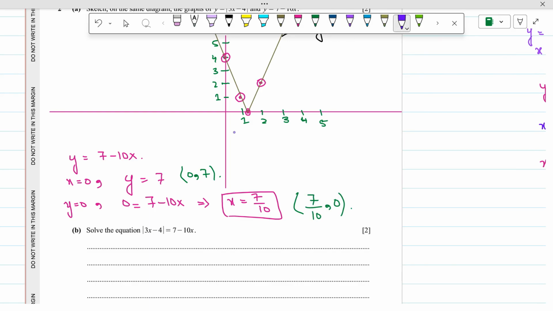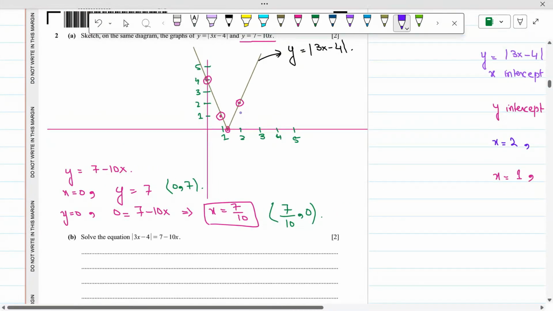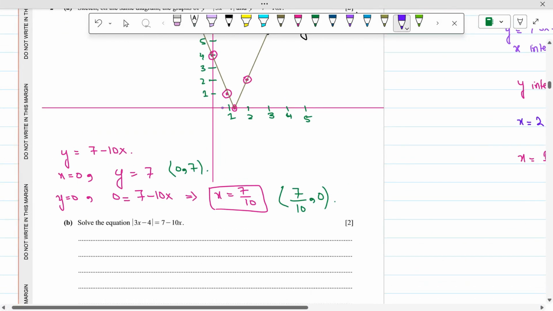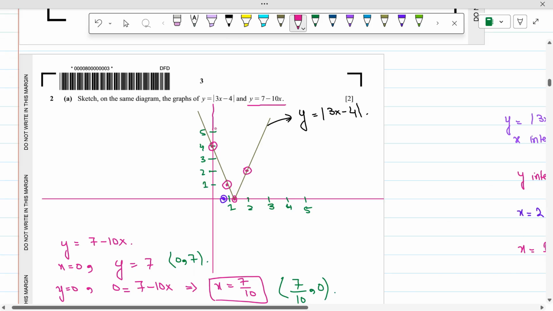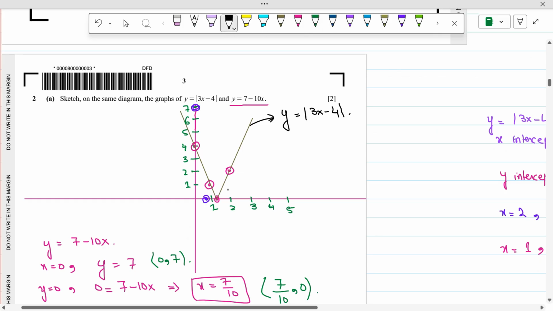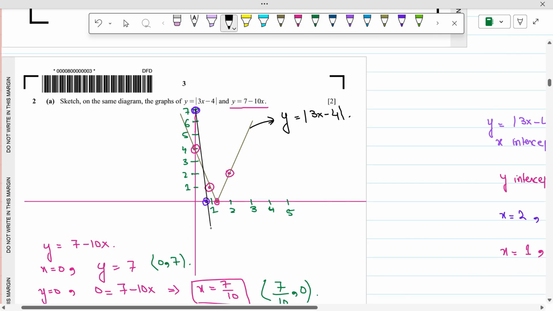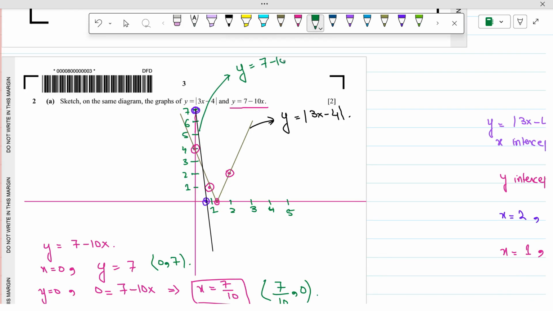Okay, plotting. 7 over 10, 0 has the y coordinate 0 and the x coordinate lies here. This is the point, and 0, 7 will be here. This one is 6 and this one is 7. So the point 0, 7 will be here. Okay, joining these 2 points. So this black line represents y is equal to 7 minus 10x.